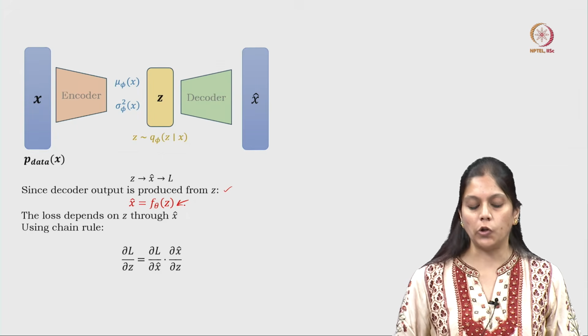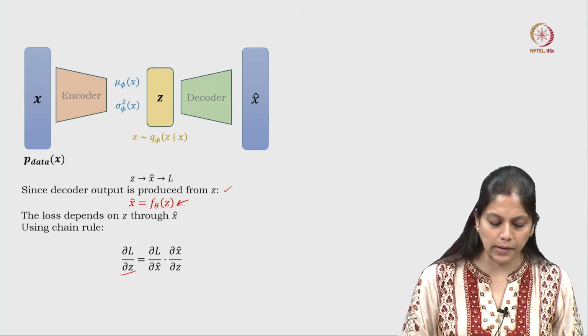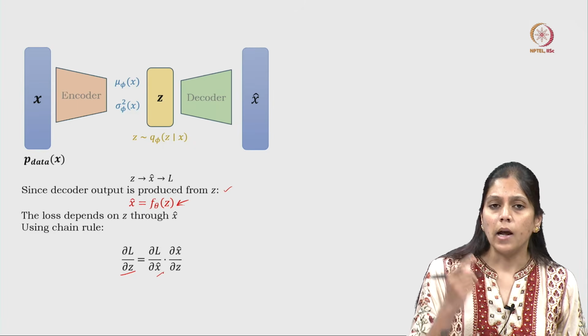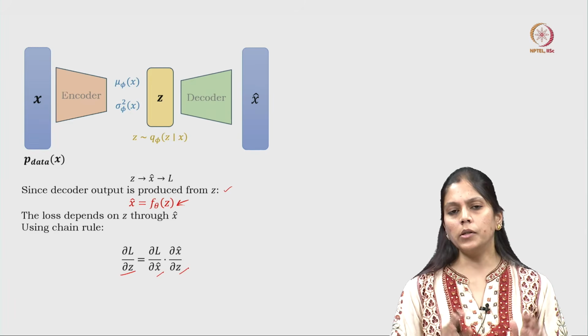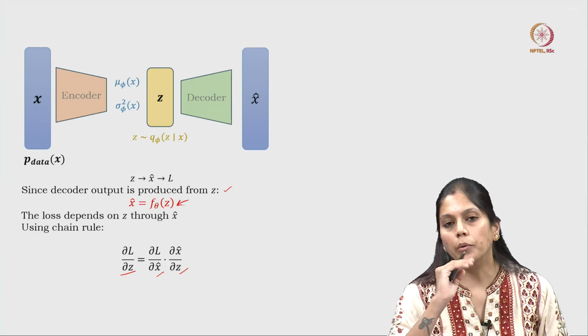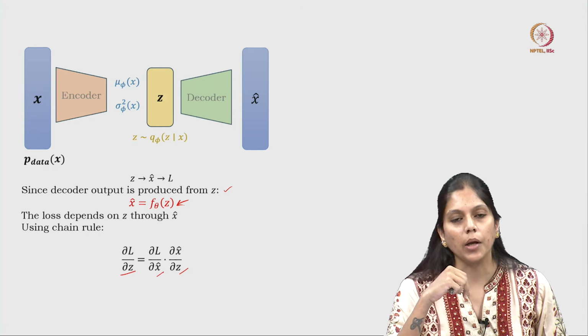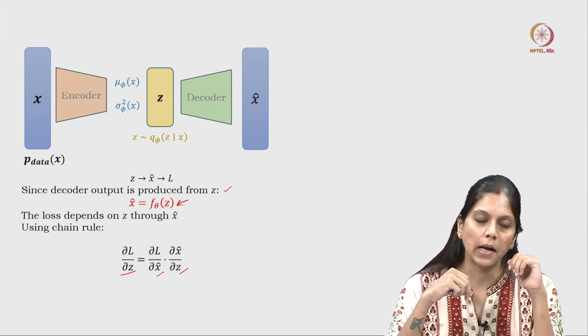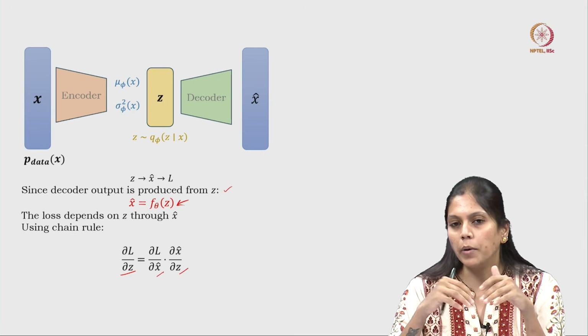Using the chain rule, the derivative of loss with respect to Z is computed as loss with respect to x hat, and from x hat we can reach Z. This is how we have computed the derivative. Now, you can ask how we are computing this. Once you sample Z from that particular distribution, Z is just numerical numbers.